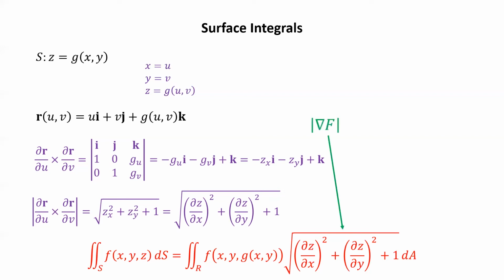Notice that this square root expression here is just the length of the gradient of F, where capital F of x, y, z is little g of x, y minus z. Right? Or we could have written it as z minus g of x, y. It's the same thing since we're squaring all the components.